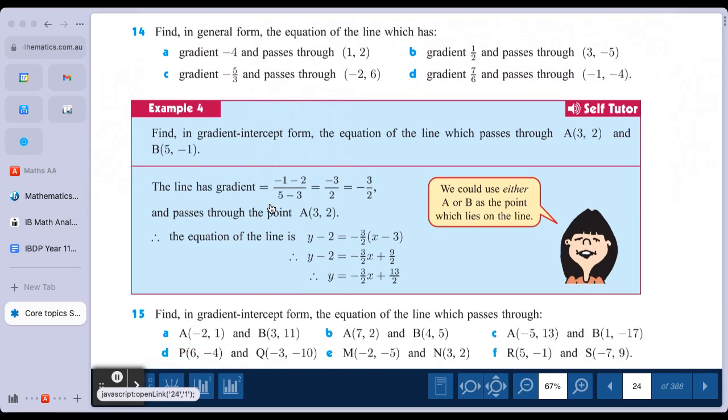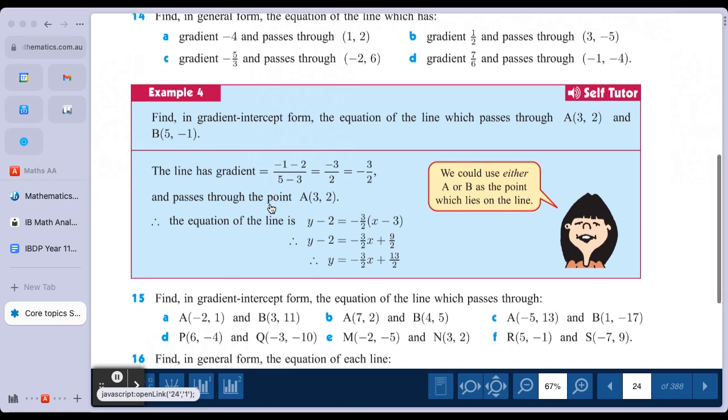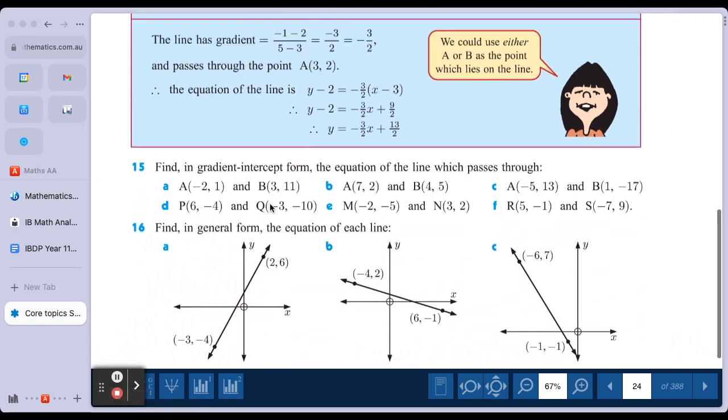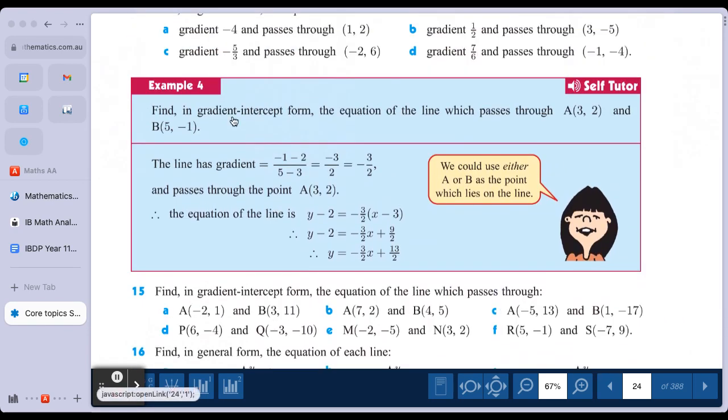Let me see. I just want to have a quick flick to see if there's anything else I wanted to look at. I'll just try and verbalize this one, and then I'll let you do some of your own work. So this says find in gradient intercept form the equation of the line which passes through A(3, 2). That means point A, which is found at the coordinates 3, 2, and point B, found at 5, -1. Now, just verbally go through it. I think this should be fairly straightforward. It's used the 2 points to work out the gradient.